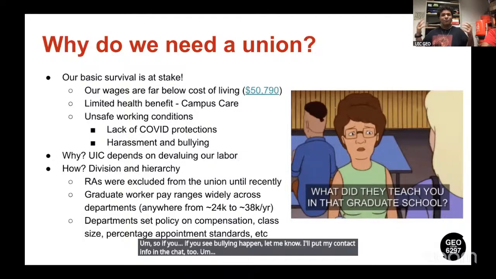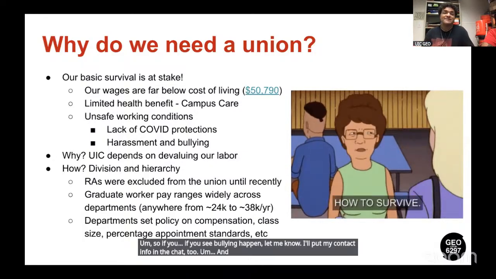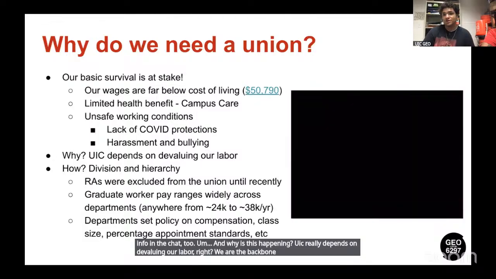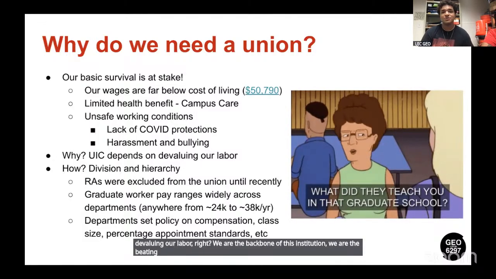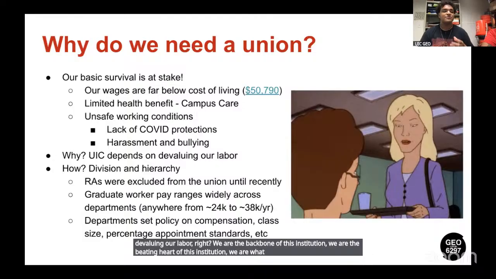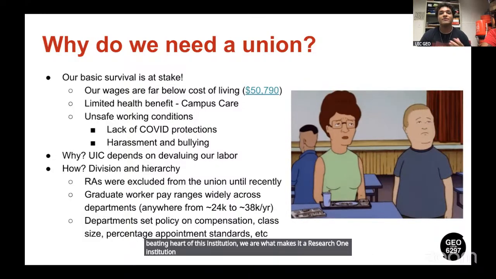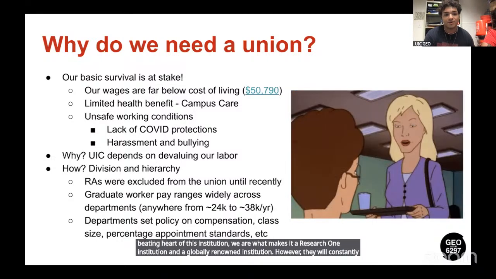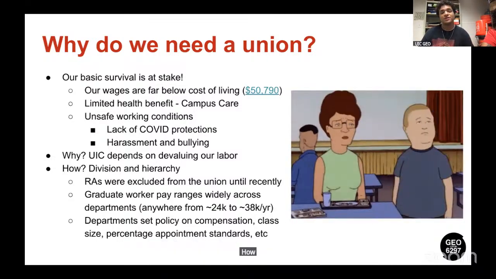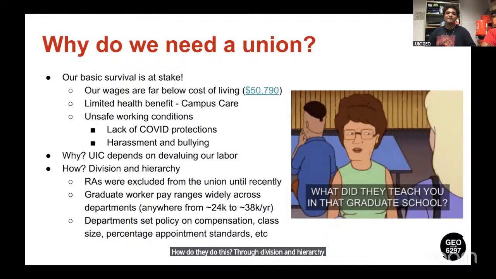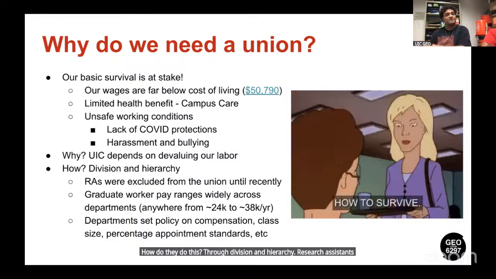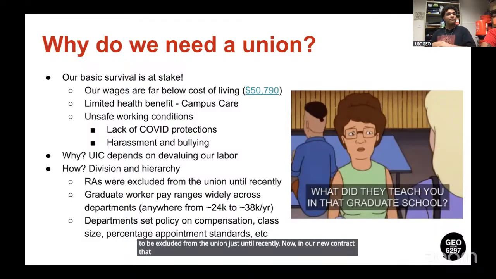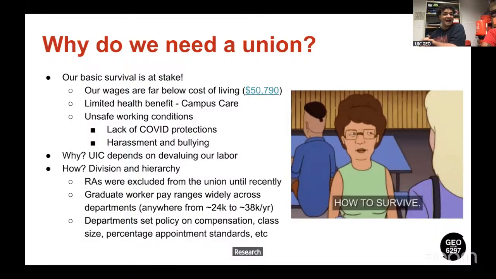And why is this happening? UIC really depends on devaluing our labor, right? We are the backbone of this institution. We are the beating heart of this institution. We are what makes it a Research One institution and a globally renowned institution. However, they will constantly devalue our labor. How do they do this? Through division and hierarchy. Research assistants used to be excluded from the union just until recently. Now, in our new contract that we're bargaining for, research assistants will be added to it.